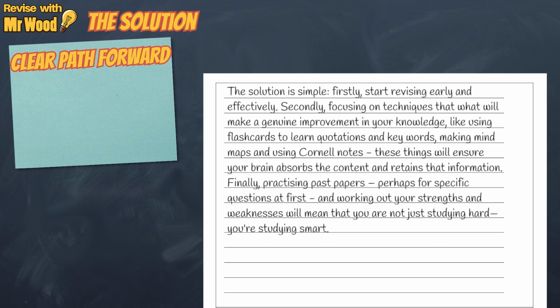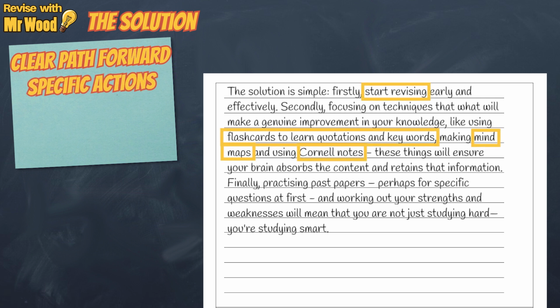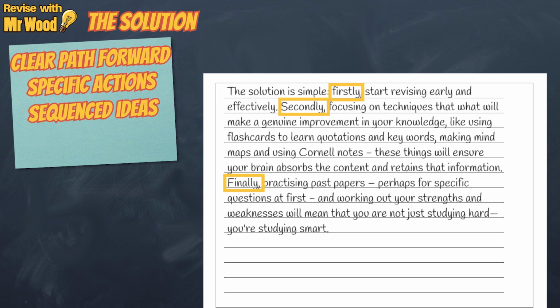What am I doing with this? I'm trying to be really clear and make things achievable, as well as being specific about the effective techniques that are practical and useful. I've used a sequence of ideas. There's a clear 3-step plan, and this helps to organise them for the reader or the audience, and it's clearly signposted for them, which the examiner will reward me for. But I could still do better.